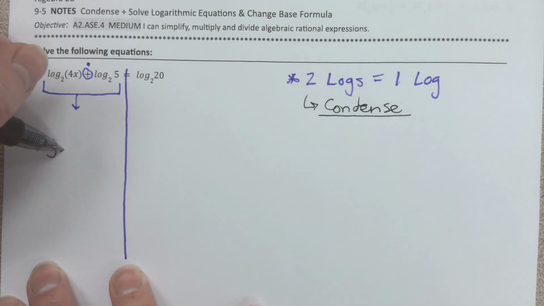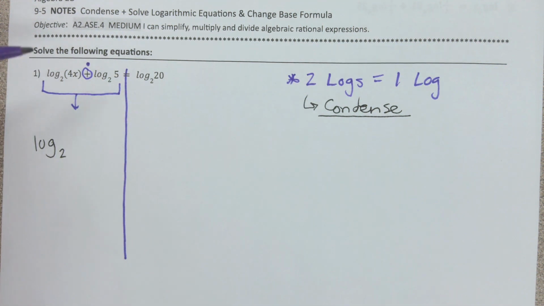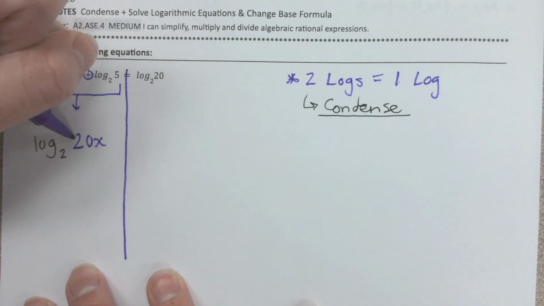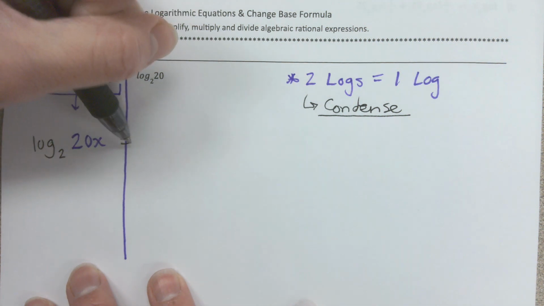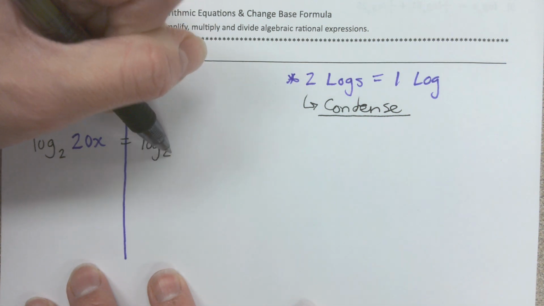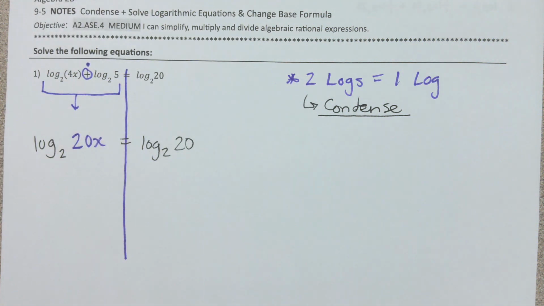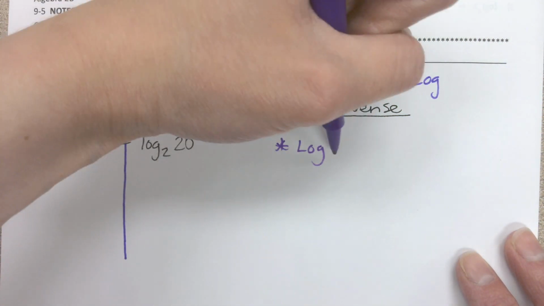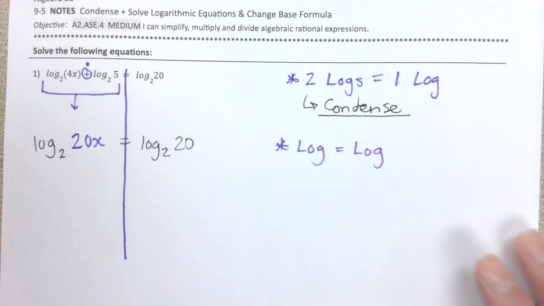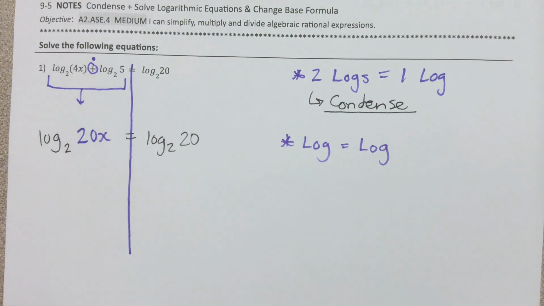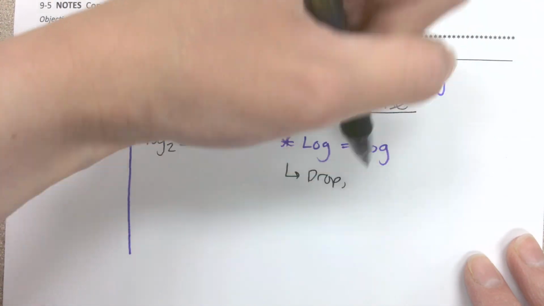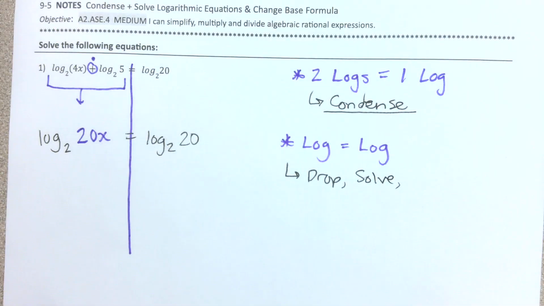We end up with log base 2, and then 4x times 5, that's just 20x, is equal to log base 2 of 20. Now we have the log equals log problem. And we can solve it how we normally solve a log equals log. 3 steps. Drop, solve, check.